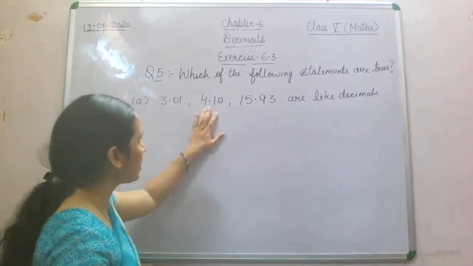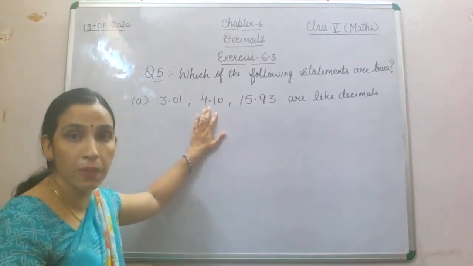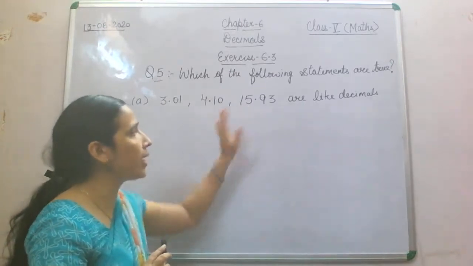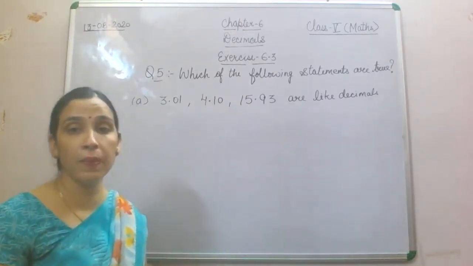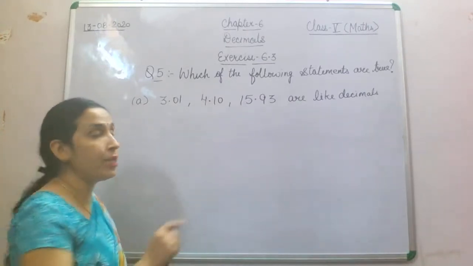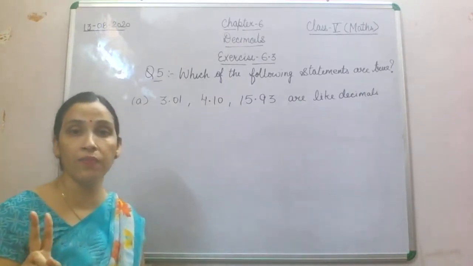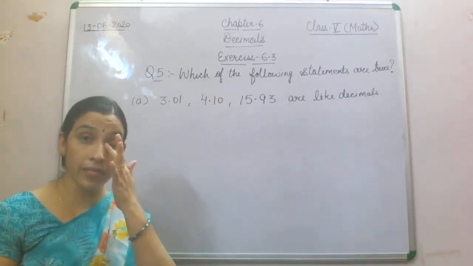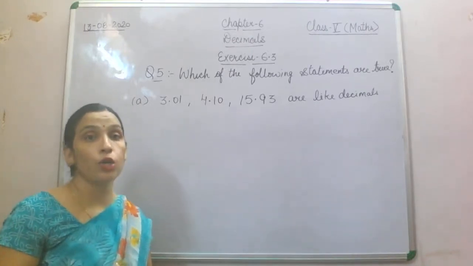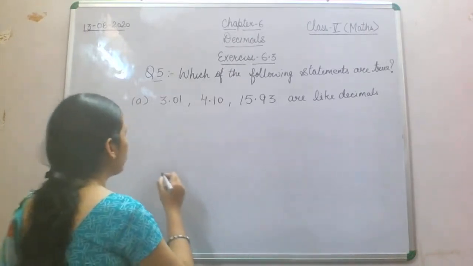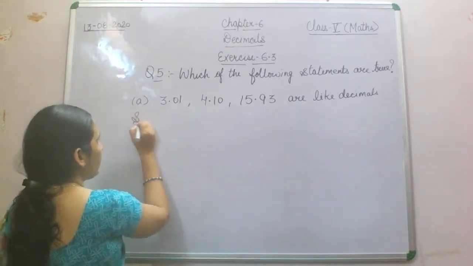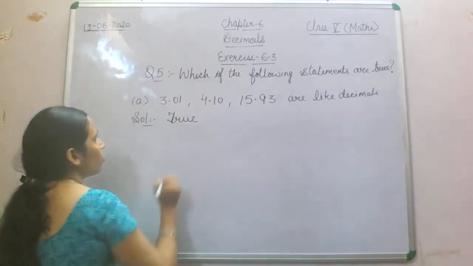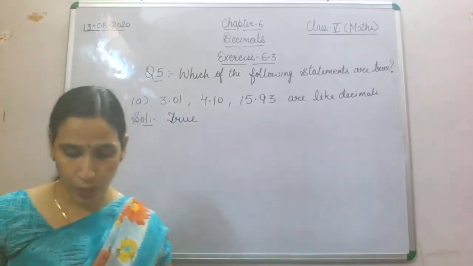So let's come to the next. Now 4.10, how many decimal places are there? 2 decimal places are there. Next 15.93, how many decimal places are there? 2. So you can see in all these 3 decimal numbers you have 2 decimal places. So yes, they are like decimals. So this given statement will become true. In the solution or answer you will write, yes, the given statement is true.